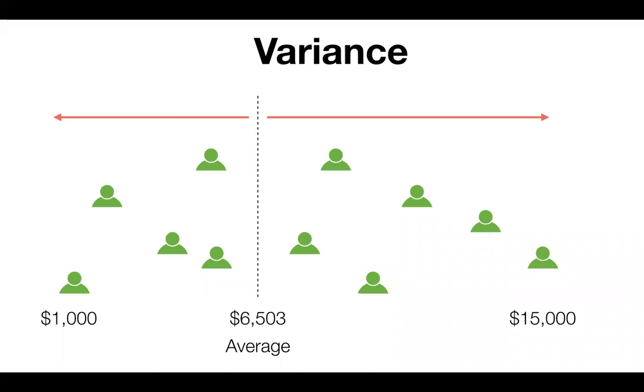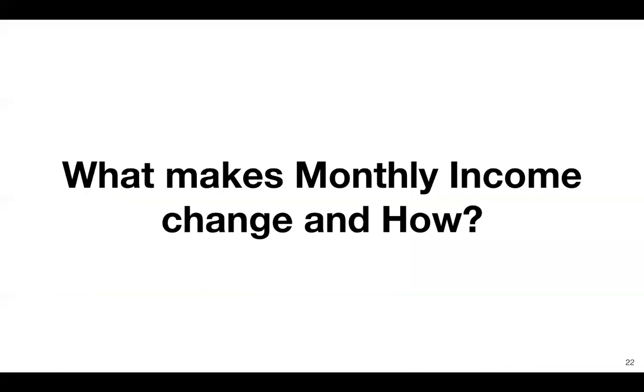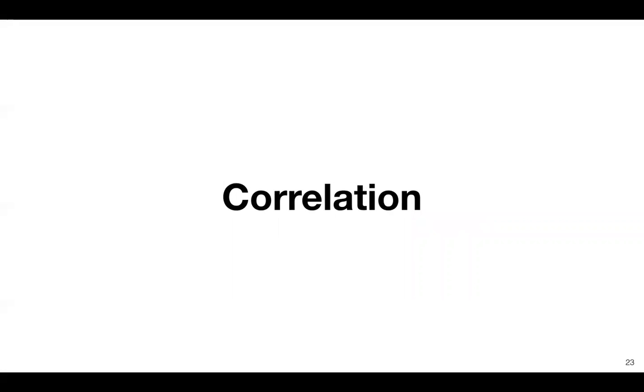In order for us to understand this monthly income, it's important to understand the variance of the monthly income. And once we understand that the monthly income is not a single number, that there are a bunch of different numbers, then the question is: what makes monthly income change, and how? That's where we get this thing called correlation.